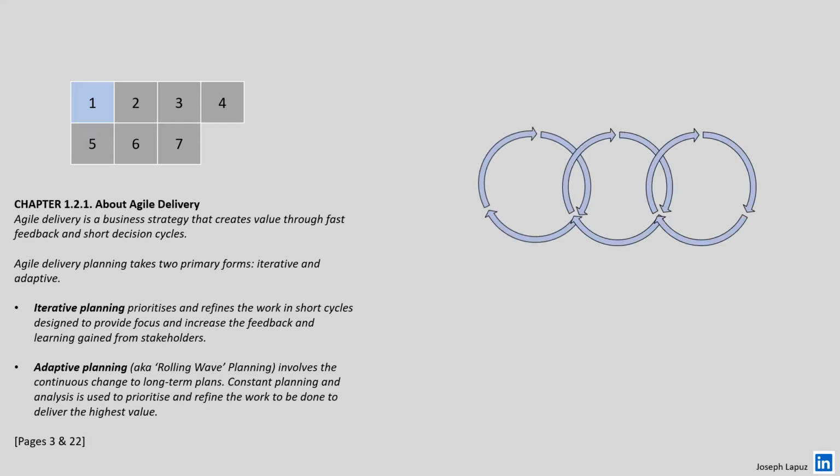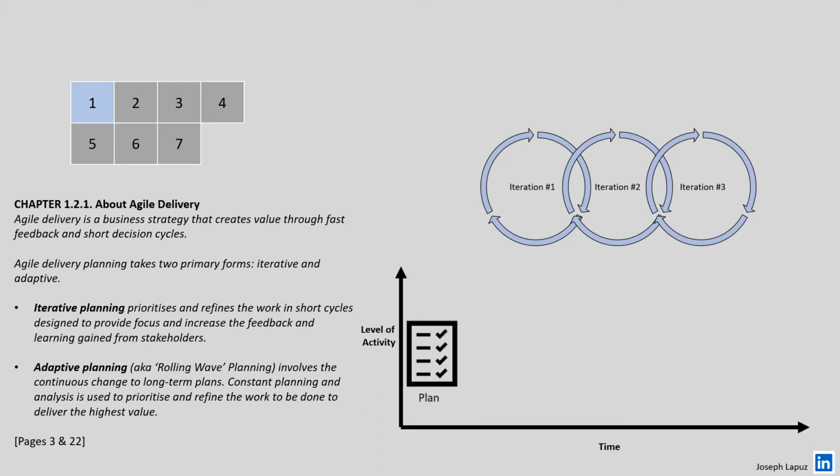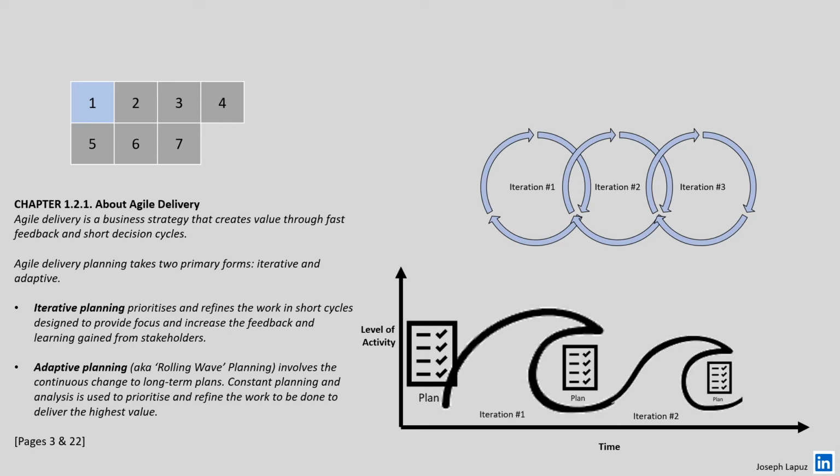Iterative planning prioritizes and refines the work in short cycles designed to provide focus and increase the feedback and learning gained from stakeholders. Adaptive planning, or rolling wave planning, involves the continuous change to long-term plans. Constant planning and analysis is used to prioritize and refine the work to be done to deliver the highest value.